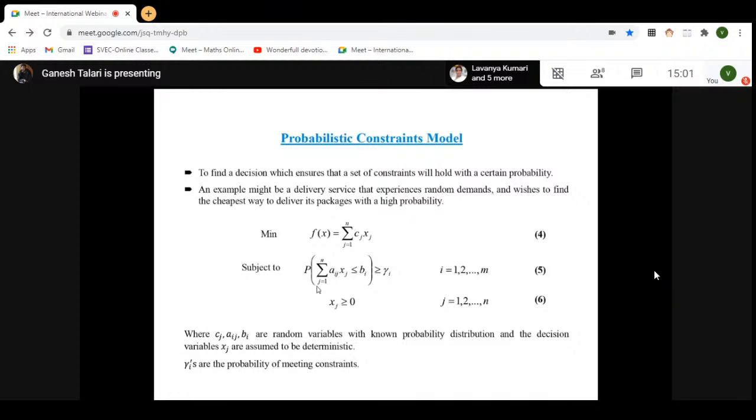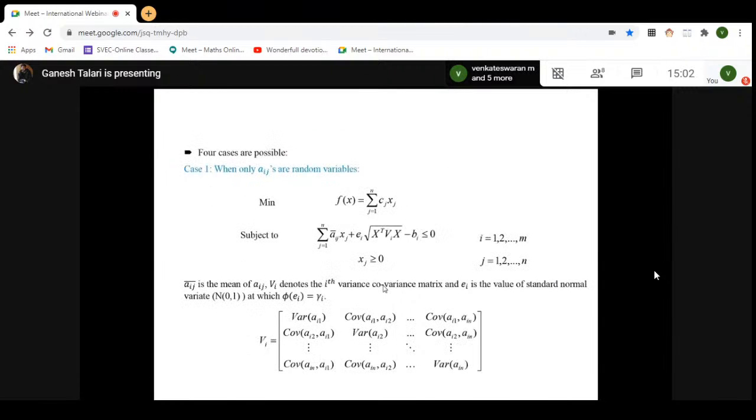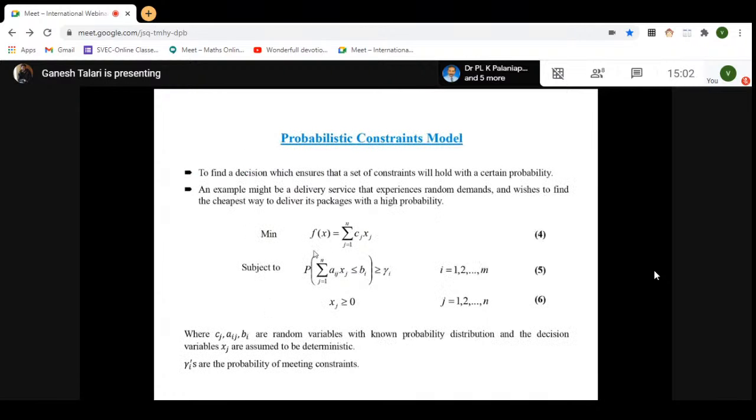So the simple thing is just to show what the probability constraint is in stochastic programming. When the programming problem appears in this type of model, then I can say it is a simple stochastic programming problem. So the cases are, I have already said that C, A, B are random variables.